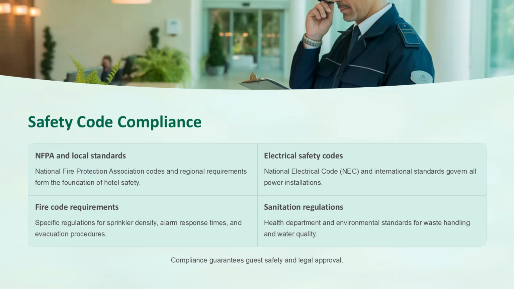Safety code compliance. Let's focus on safety code compliance. Electrical systems must follow national and international standards. Fire protection designs follow NFPA codes and local fire laws. Sanitation systems meet environmental and health regulations. Codes specify sprinkler density and alarm response times. They set requirements for evacuation procedures.